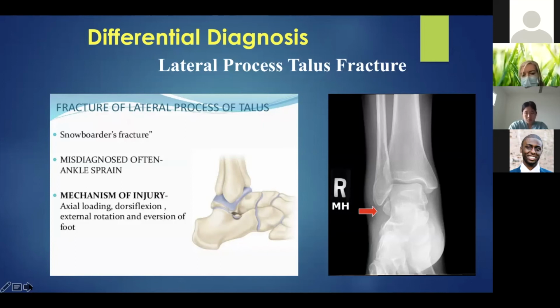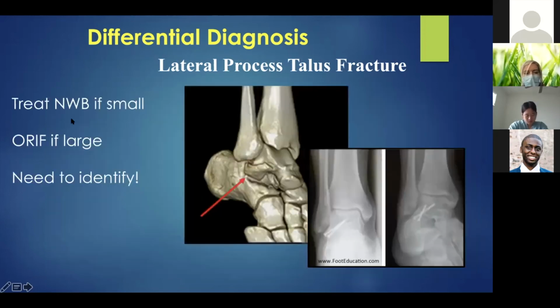You always think about this as well as peroneal tendon dislocations. Again, we treat this differently because if it is small, the key is non-weight bearing, whereas we just talked about early weight bearing with an ankle sprain, right? So this is why you want to diagnose this early. If it is large, we actually treat it with surgery. So the key is identifying this if you have a patient who has an ankle sprain that's not getting better.